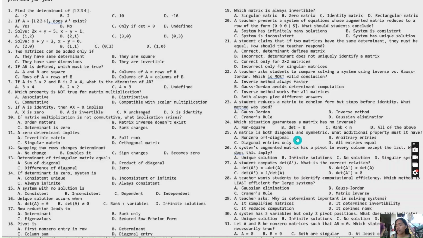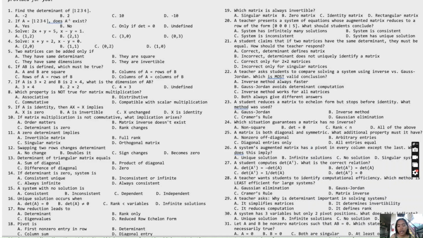Which situation guarantees a matrix has no inverse? Our answer for number 24 is letter D, all of the above, because any of those conditions means the matrix is not invertible. Since all the choices listed, such as non-square, determinant equal to 0, and rank greater than n, are valid reasons why a matrix has no inverse, the correct answer is all of the above.